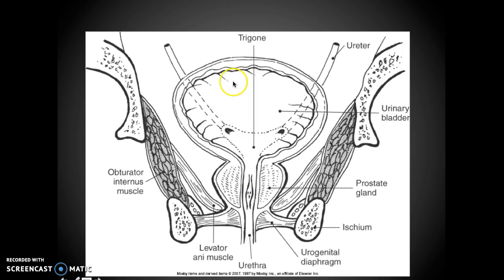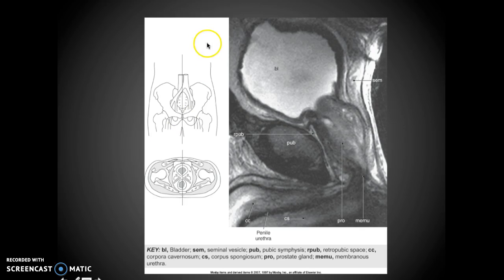So your trigone is right here where your ureters come into your bladder. Then you have your prostate gland on the outside with your prostatic urethra. So this is your ischium, urethra, levator ani muscle, and your obturator internus muscle. Give you the lay of the land. So this is a sagittal T2.